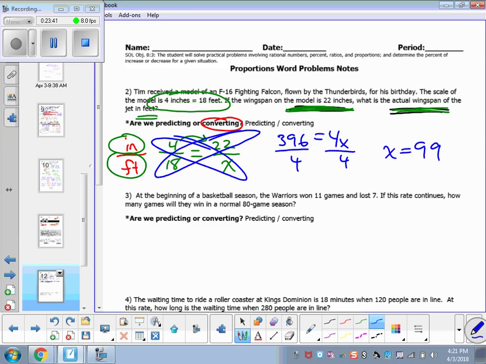Now 99 what? We have to label it. All right? This unknown was feet. Now let's check to make sure our answer makes sense. 22 inches is in fact less than the 99 feet it represents in real life.